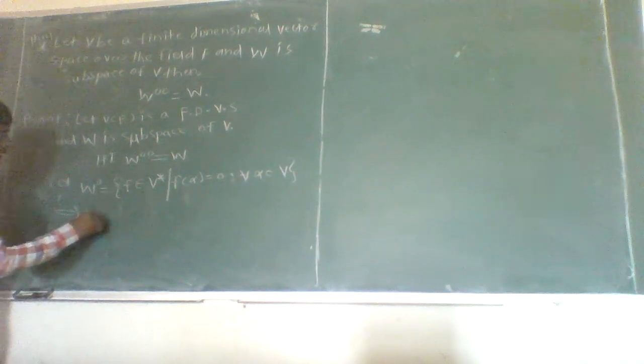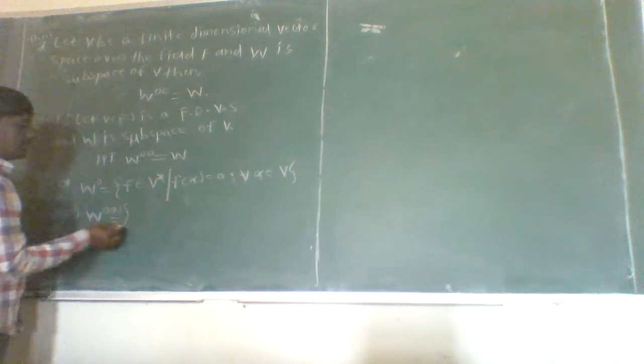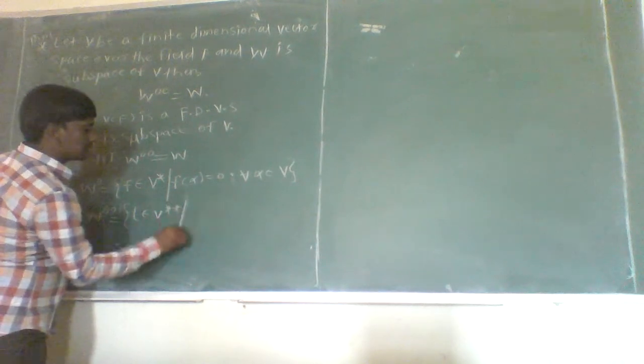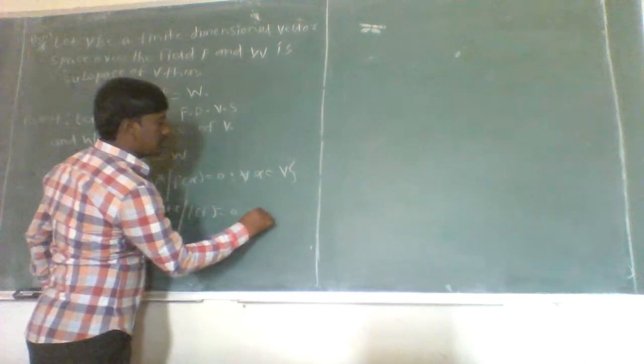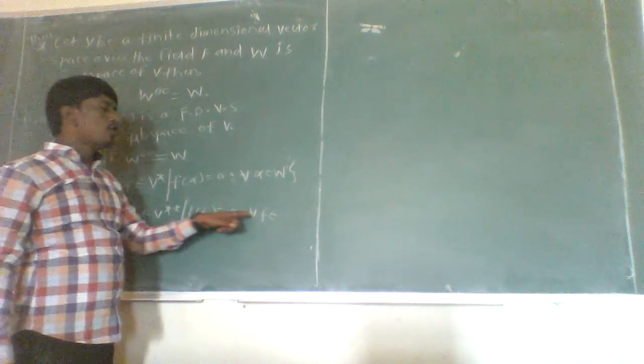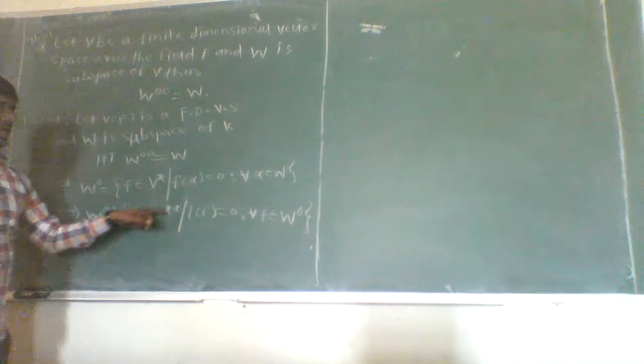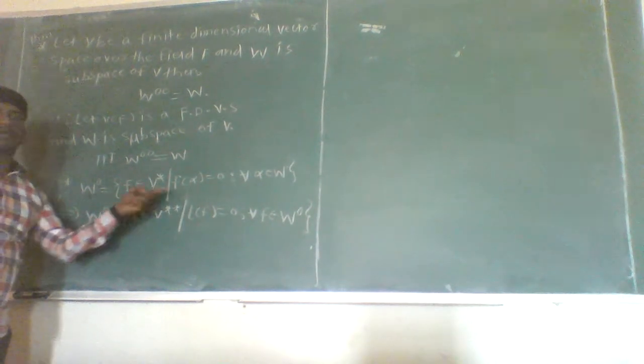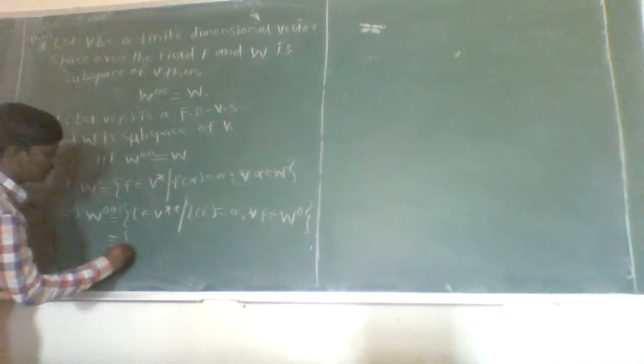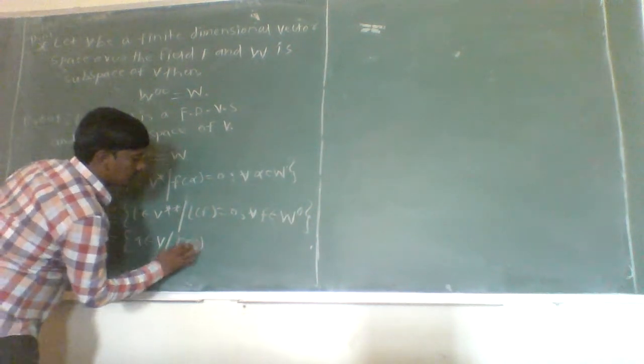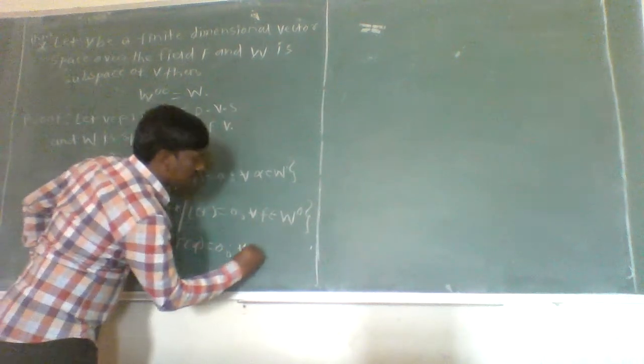Now, W double annihilator contains all L belonging to V double star such that L of f is equal to 0 for each f belonging to W annihilator, since we find the annihilator of the set W annihilator. Now we know that there is an isomorphism between the vector space V and V double star, so V and V double star contain elements of the same type. That is, it is nothing but all alpha belonging to the vector space V such that f of alpha is equal to 0 for each f belonging to W annihilator.